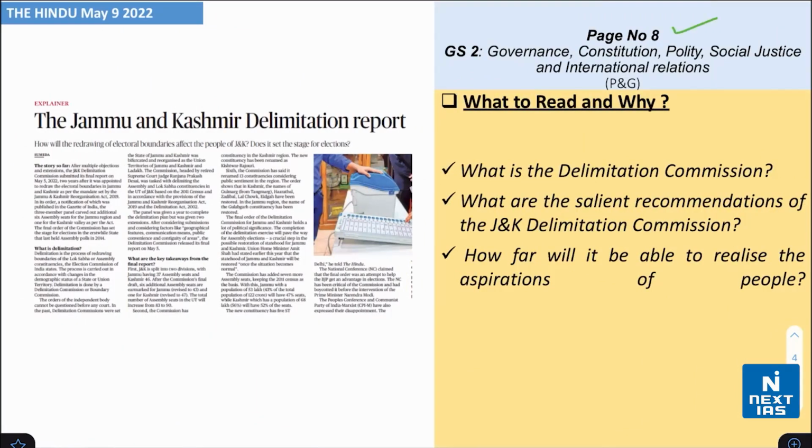Take a look at page number 8 from the topic of polity and governance. The headline says the Jammu and Kashmir delimitation report. Now, understand what a delimitation commission is firstly. What are the salient recommendations of the Jammu and Kashmir delimitation commission? Understand how far it will be able to realize the aspirations of the people.